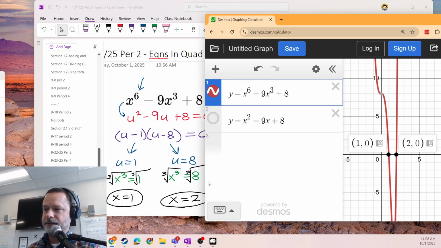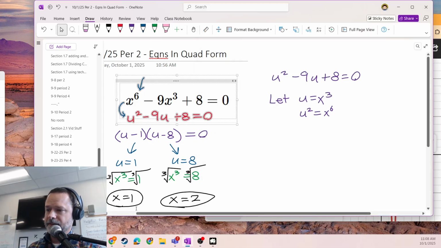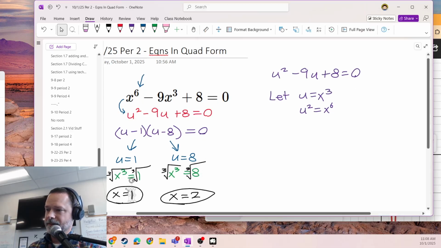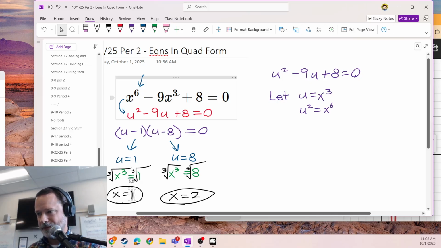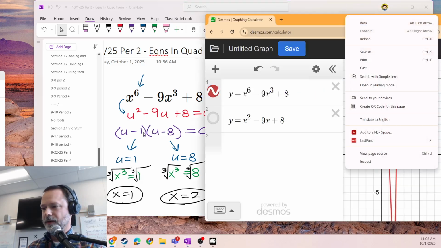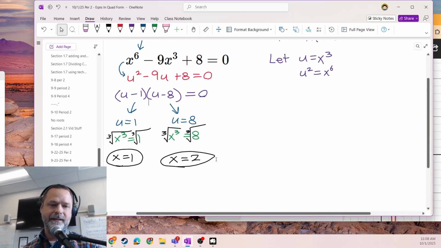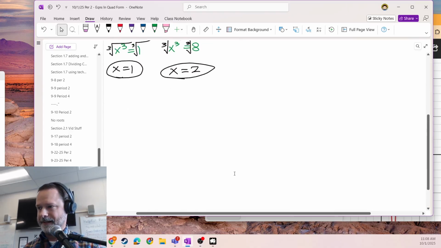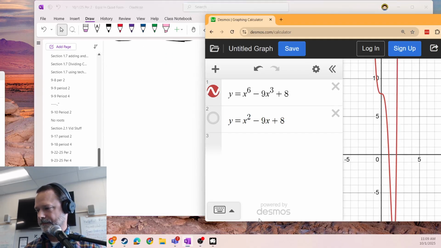Really neat. And of course, if you want to double check it, plug 1 in. 1 to the 6 is 1, minus 9 times 1 to the third power is 9. So 1 minus 9 is negative 8, plus 8 is 0. Yeah, totally works. And if we plug in 2, that'll work also. So that's the way we can always check it and make sure we got the right answer as well. Always a good idea. Okay, so there's one of those.